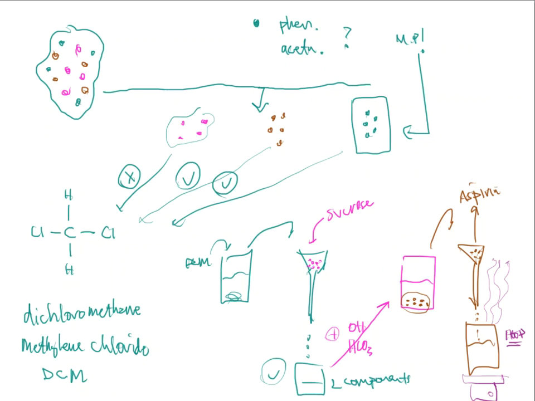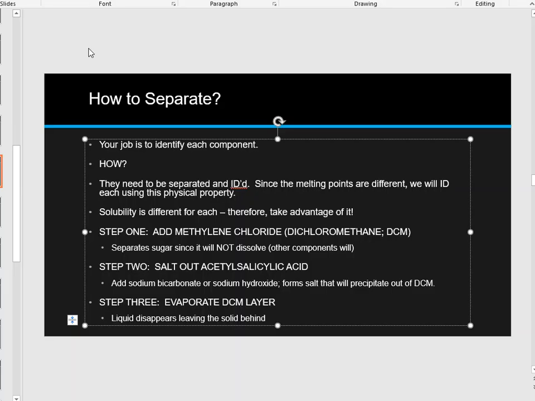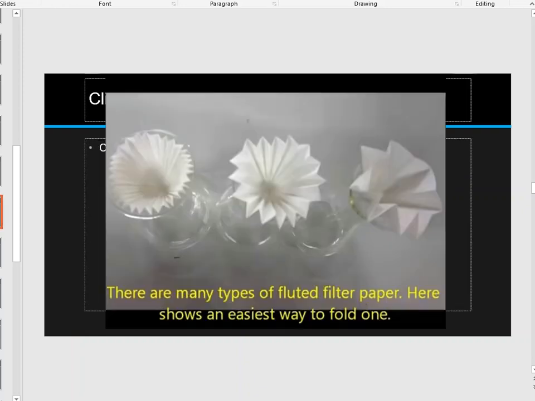Okay? All right, so some pictures that maybe I want to show you before this video stops. Here's a picture of the fluted filter paper. The lab is going to say, flute a piece of filter paper. If you really want to take the time to do it, this is what the fluted filter paper looks like. I think that it's actually kind of silly. I don't really do it that often.